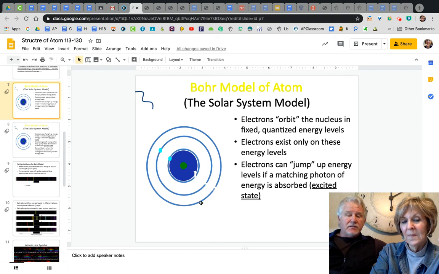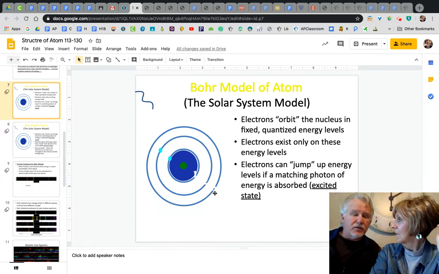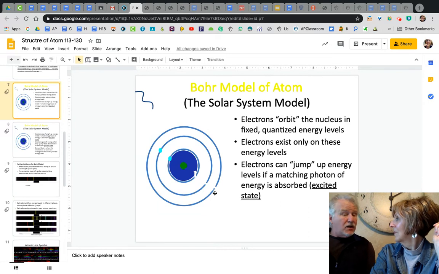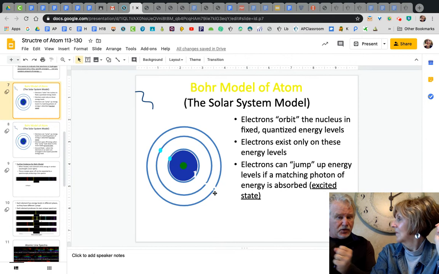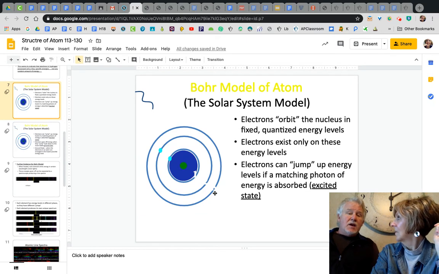And that's why we use the solar system model. The distance from the nucleus is what's important here, because as you get further from the nucleus, it's harder for the nucleus to hang on to the electrons, right? It's harder for the protons to actually hang on to those electrons. So those energy levels, depending on which perspective you use, are either increasing or decreasing.